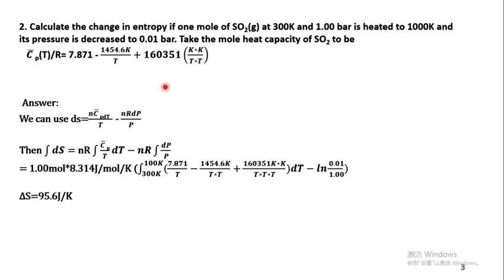And for the second question, this is a calculation of entropy in a process. Similarly to the first question, we can have this dS equals to this one. The first part is for a constant pressure process, and the second part is for an isothermal process. So we have the dS equals to this by integrating the equation on both sides. So we have the delta S equals to this one.